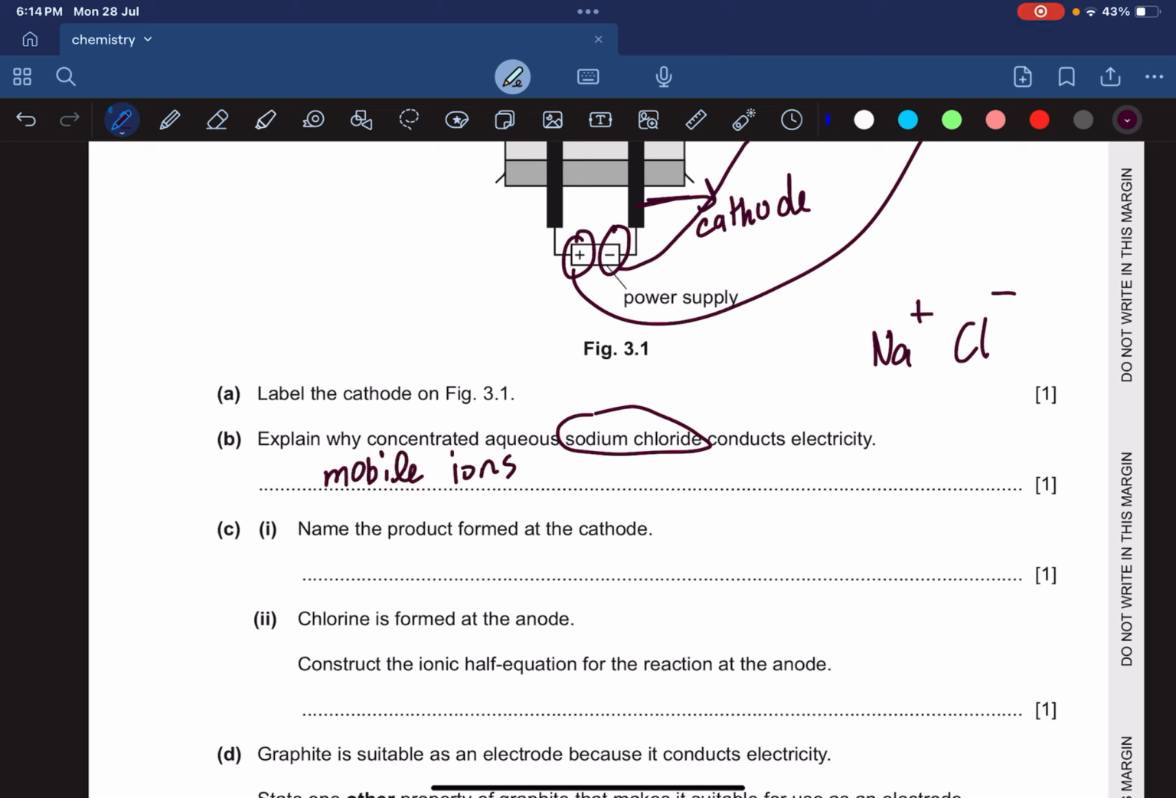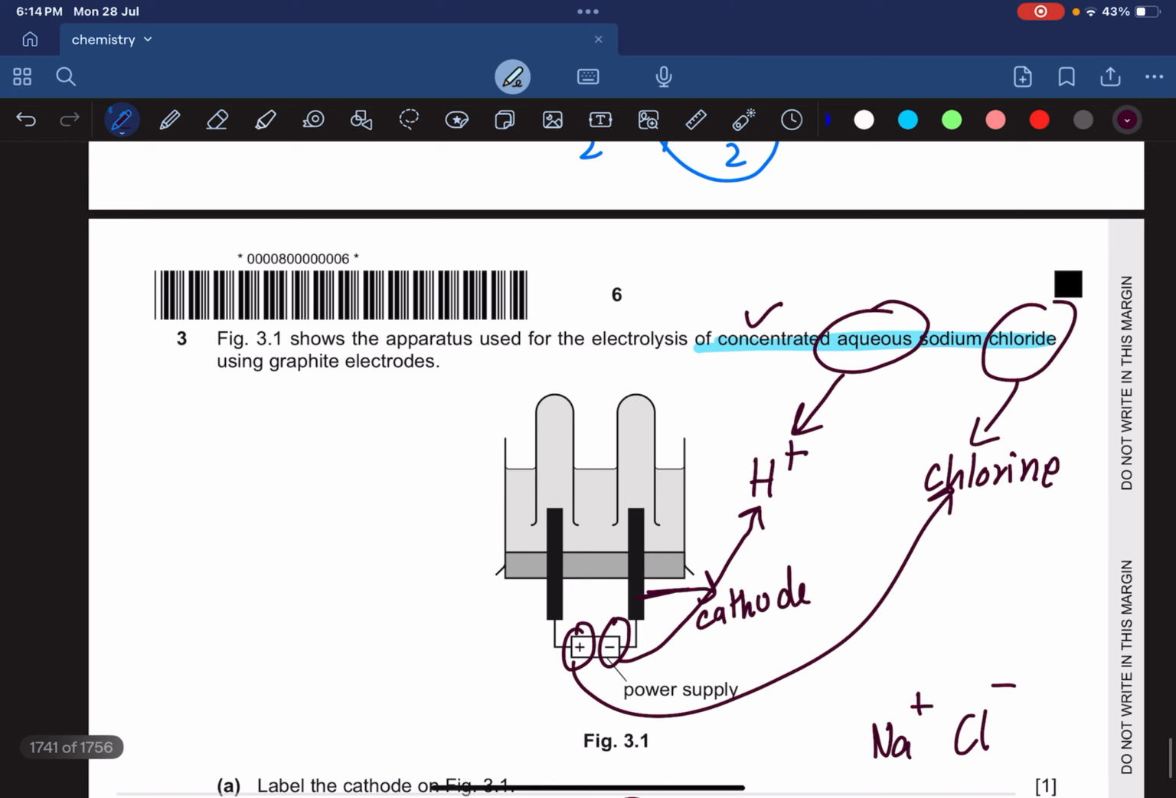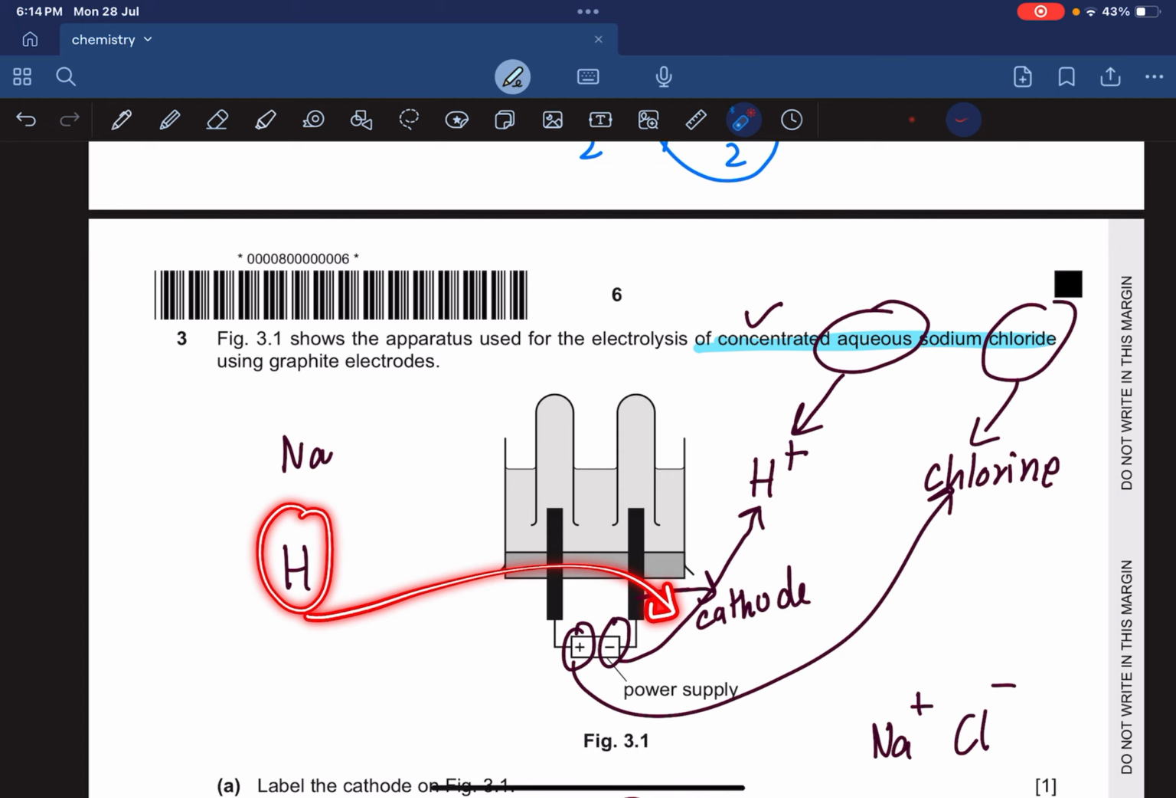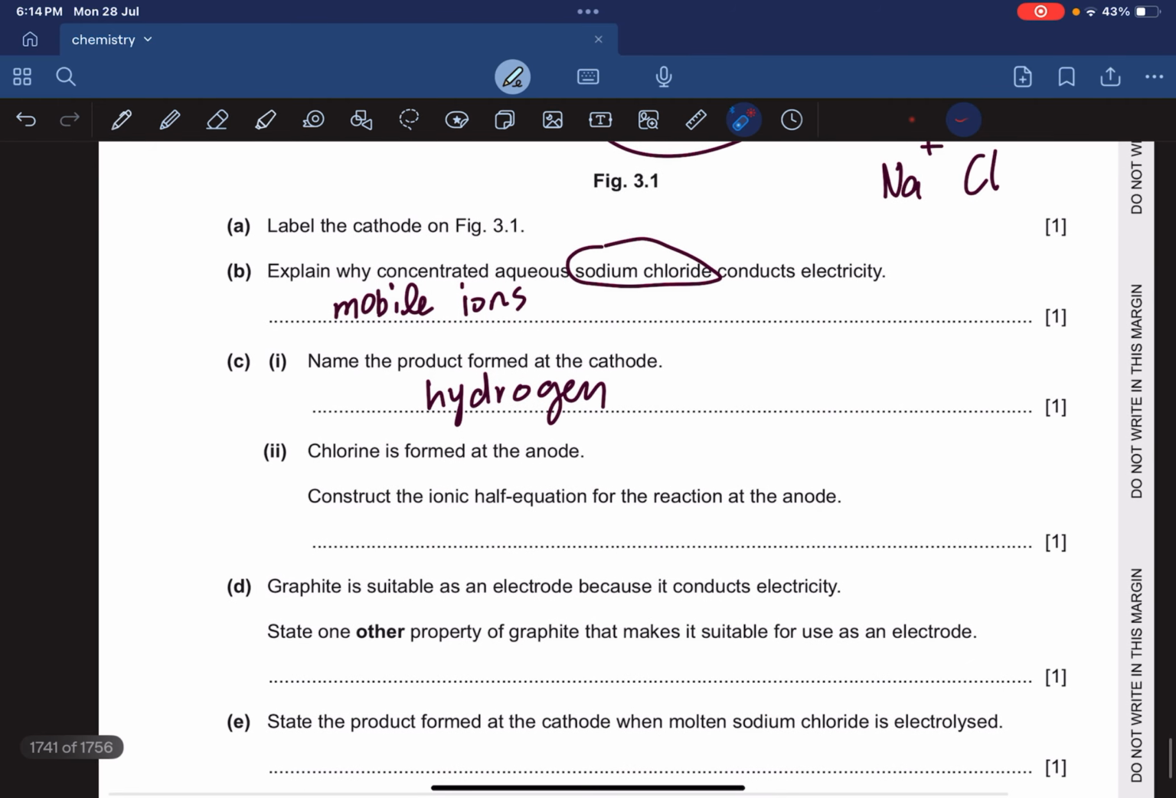That's simple. Name the product formed at cathode. We just discussed it, that it's going to be hydrogen. Why hydrogen? Why not sodium? Because sodium is above hydrogen in the reactivity series, and when it's above, it won't be able to discharge as quickly, so hydrogen's going to discharge at the cathode. Chlorine is formed at the anode. That's what we know.